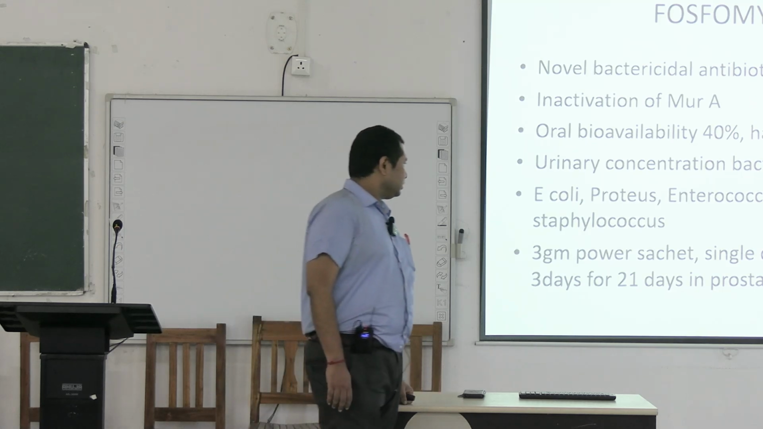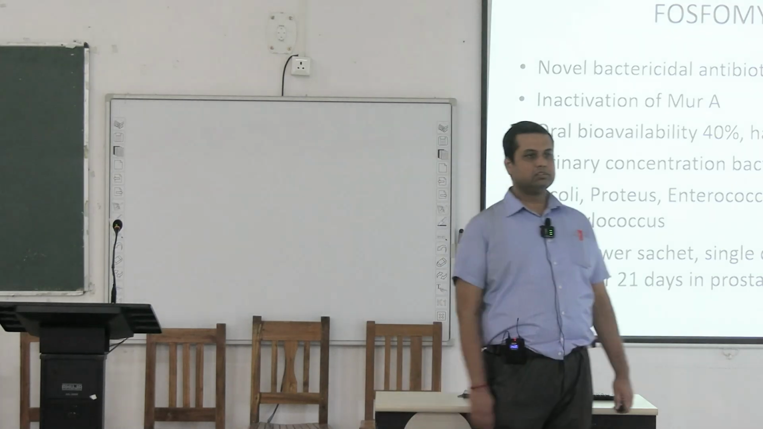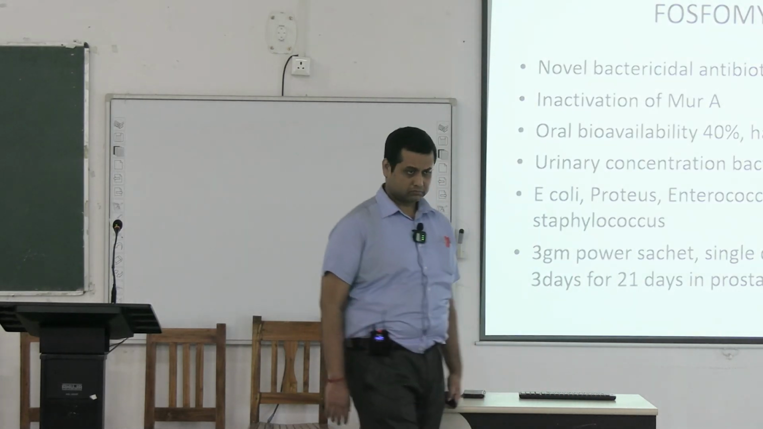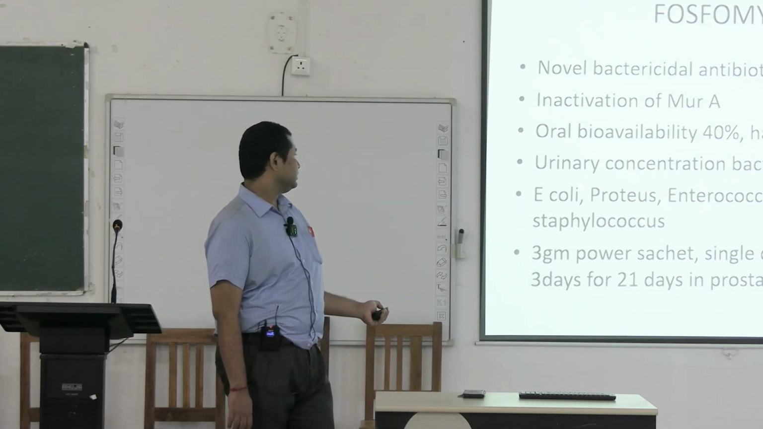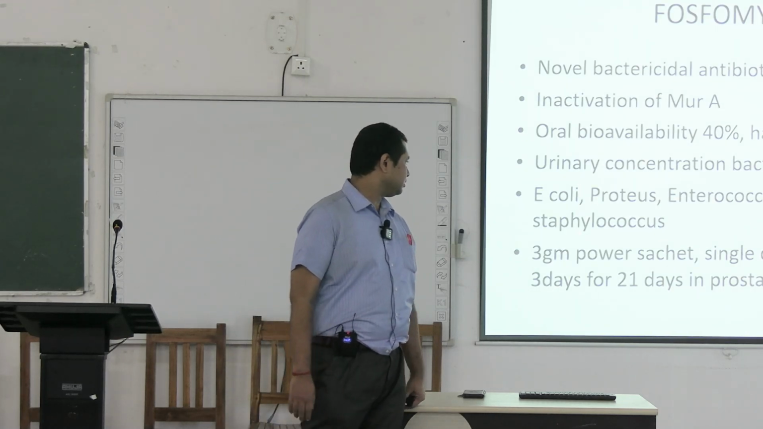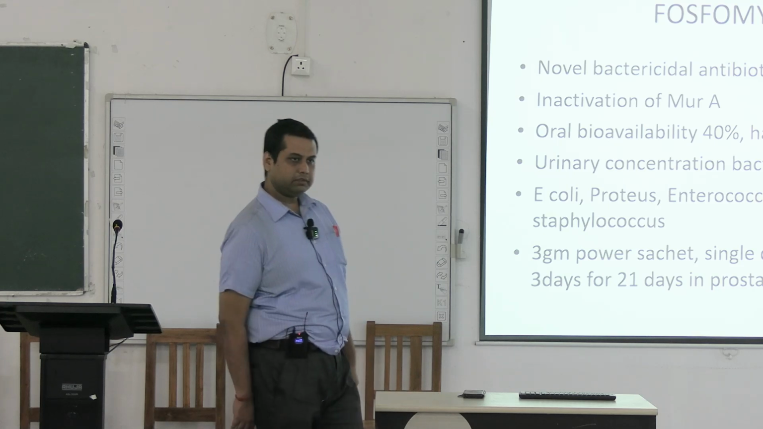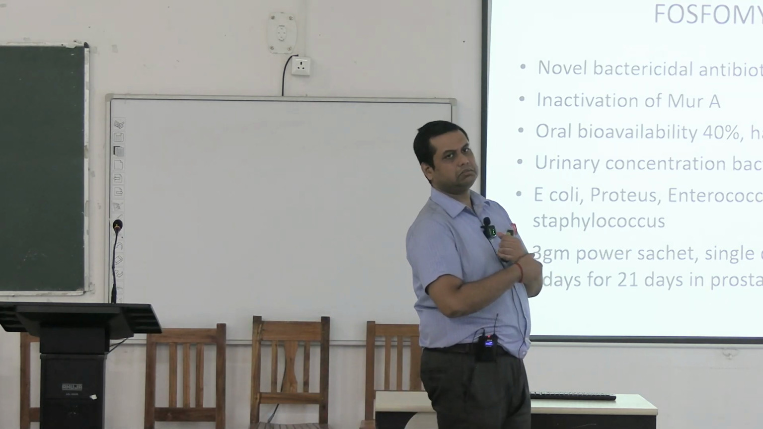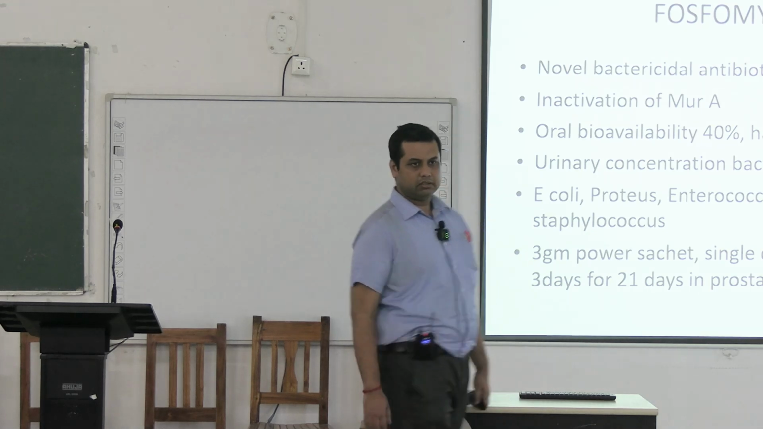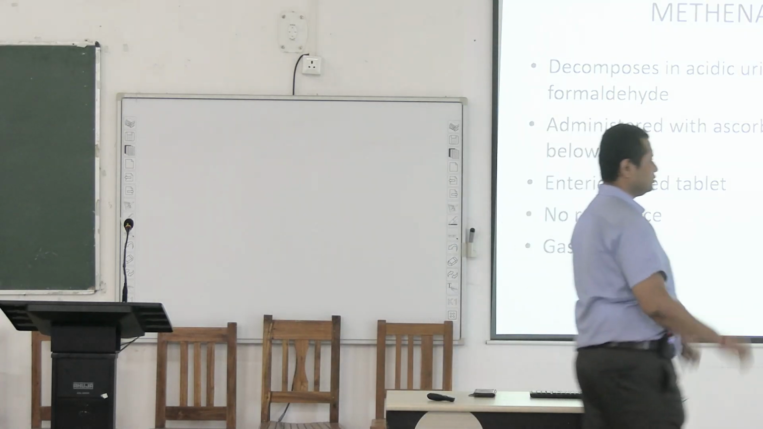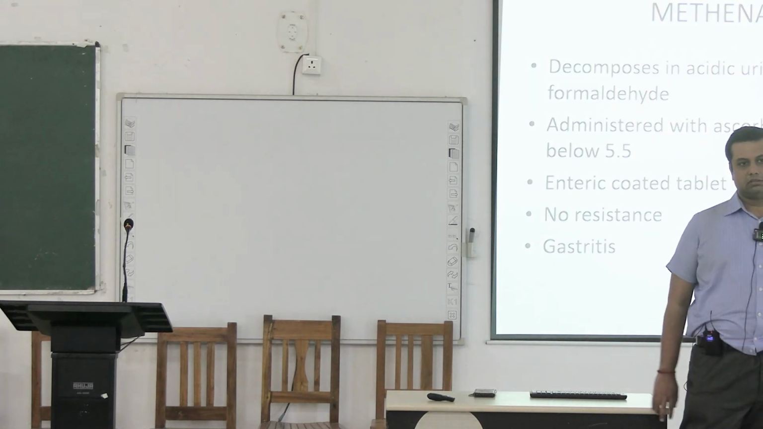Urinary concentration reaches the bactericidal level, it's highly concentrated in the urine. Then E. coli, Proteus, Enterococcus, Klebsiella, Staphylococcus, these are sensitive to fosfomycin. It's a relatively new drug. Resistance has not developed to that extent.